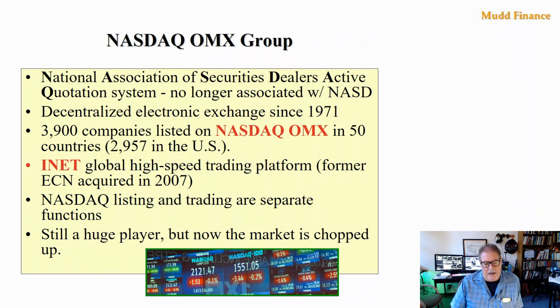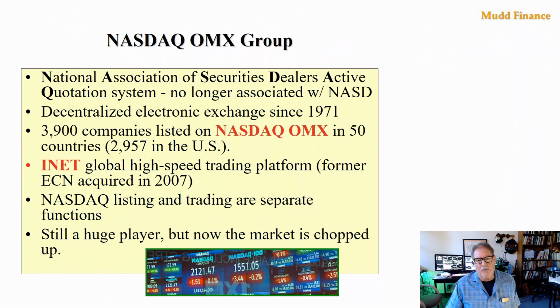INET, which was Instinet, the global high-speed trading platform, was acquired in 2007, and that helped Nasdaq change their technology to be more in compliance with the 2005 rules. And now Nasdaq listing and trading are entirely separate functions. As I said at the beginning of the lecture, you still list either as a Nasdaq stock or as a New York Stock Exchange stock on your IPO, and the largest companies are able to list as both, although that's still fairly rare. But trading is simply where your broker routes the order.